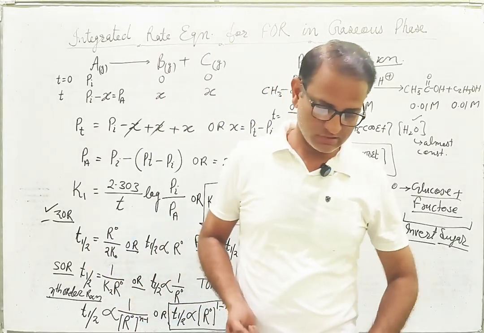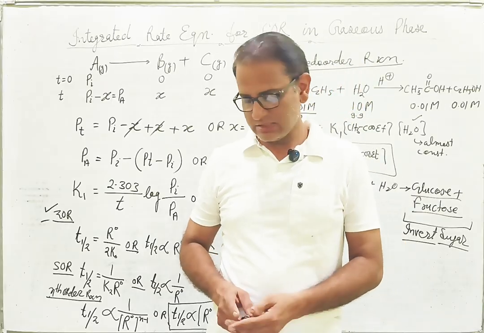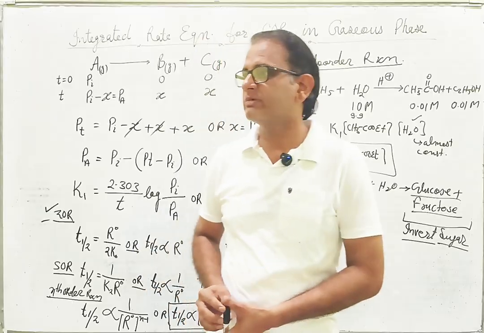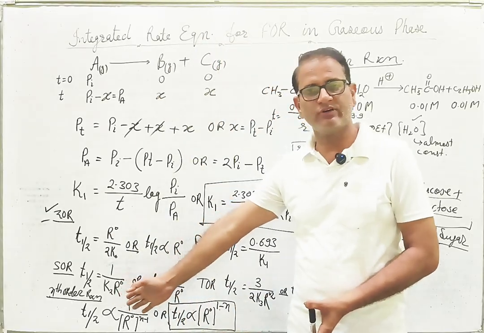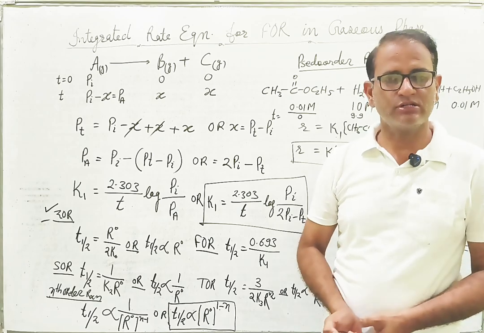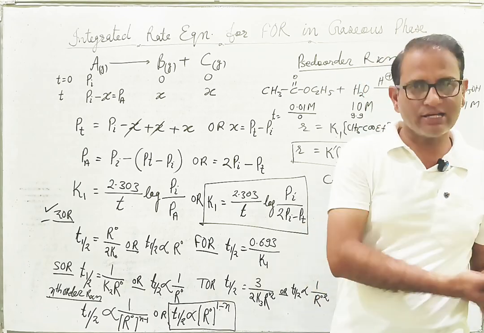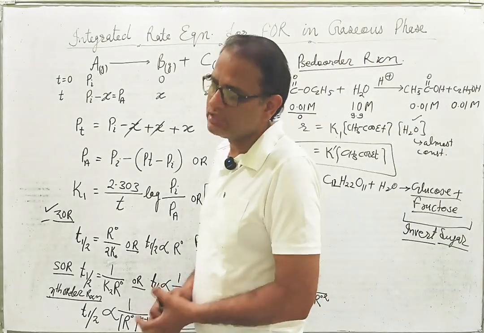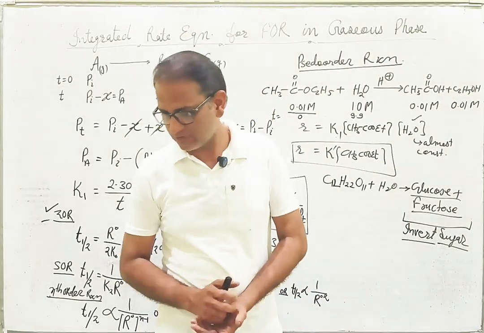So this is how we can discuss the integrated rate equation for gaseous reactions, some important points regarding half-life of zero order, first order, second order, third order or nth order reaction. That is what we have discussed here, and then we discussed the pseudo order reaction. So I think that's all for the day.